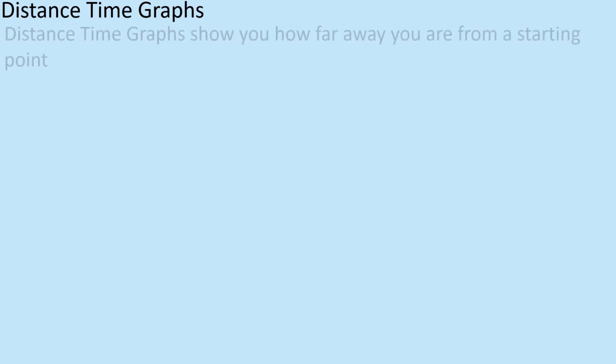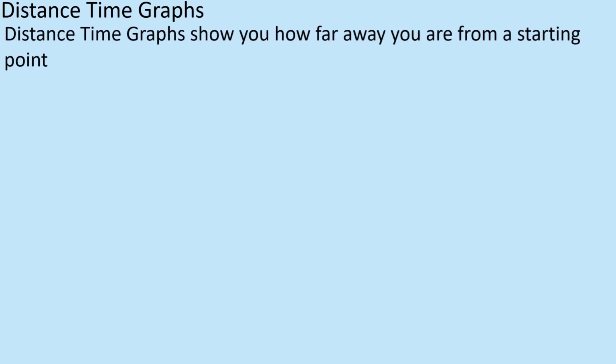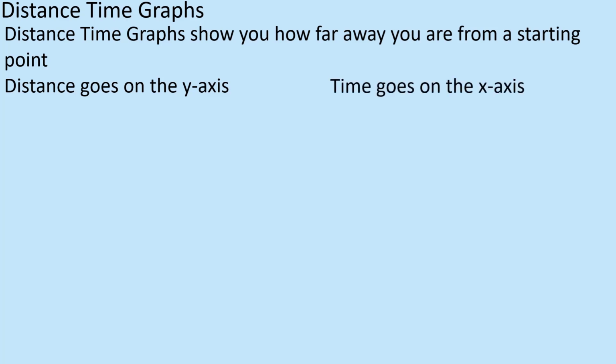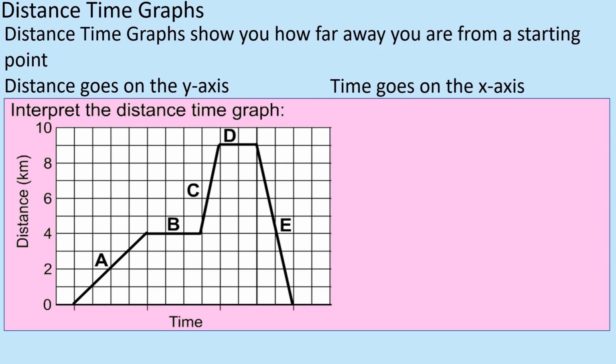So distance time graphs are a way of representing what's gone on in terms of normally someone's travel. So how far away you've gone from a starting point and potentially returned to it. Distance will go on the y-axis on the left hand side, and you would expect time to go on the x-axis, which is the bottom. And then we would try and interpret what is going on.